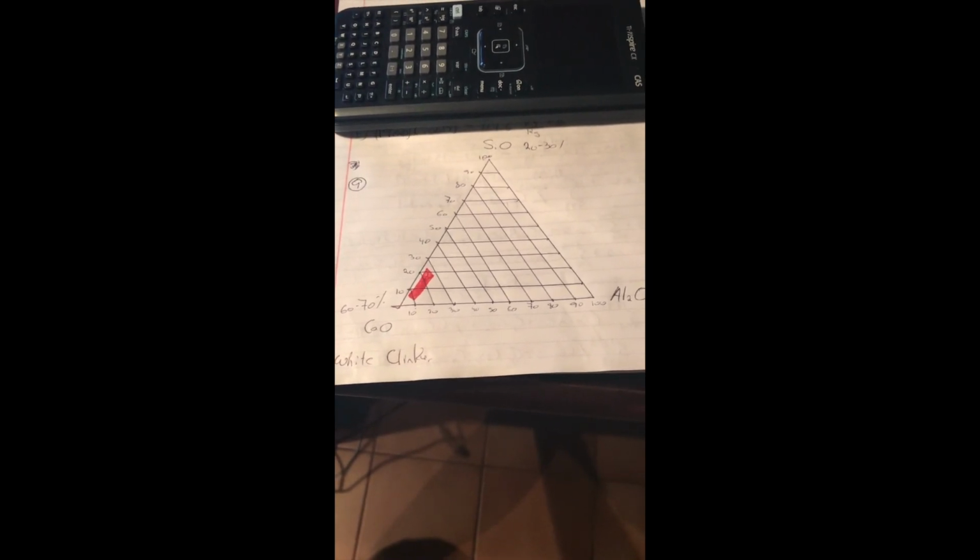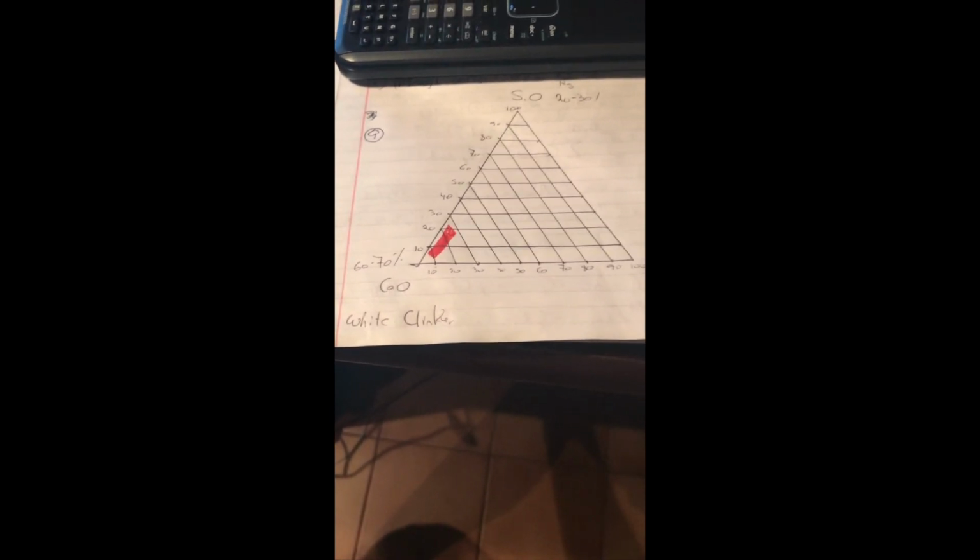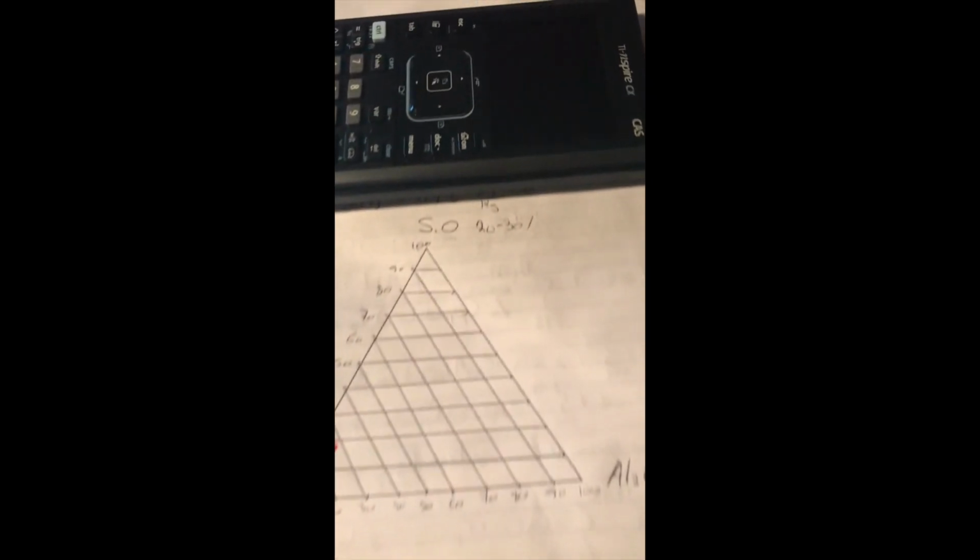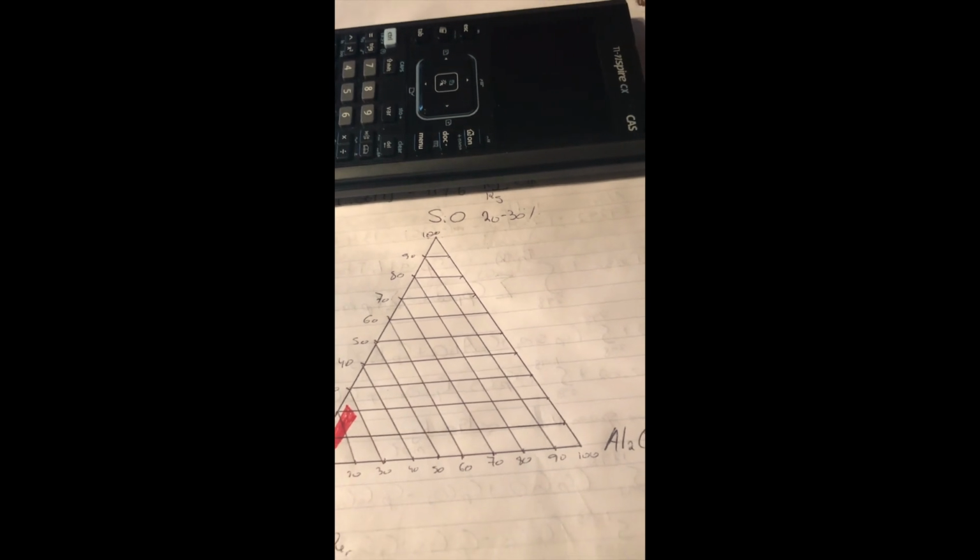Question number 9. On the ternary phase diagram of the next page, shade the region of the CaO, SiO2, Al2O3 system that corresponds to white clinker. Well, we know that the white clinker is composed of approximately 60 to 70% of CaO, 10% of Al2O3, and about 20 to 30% of SiO2. So this is how the graph looks like.